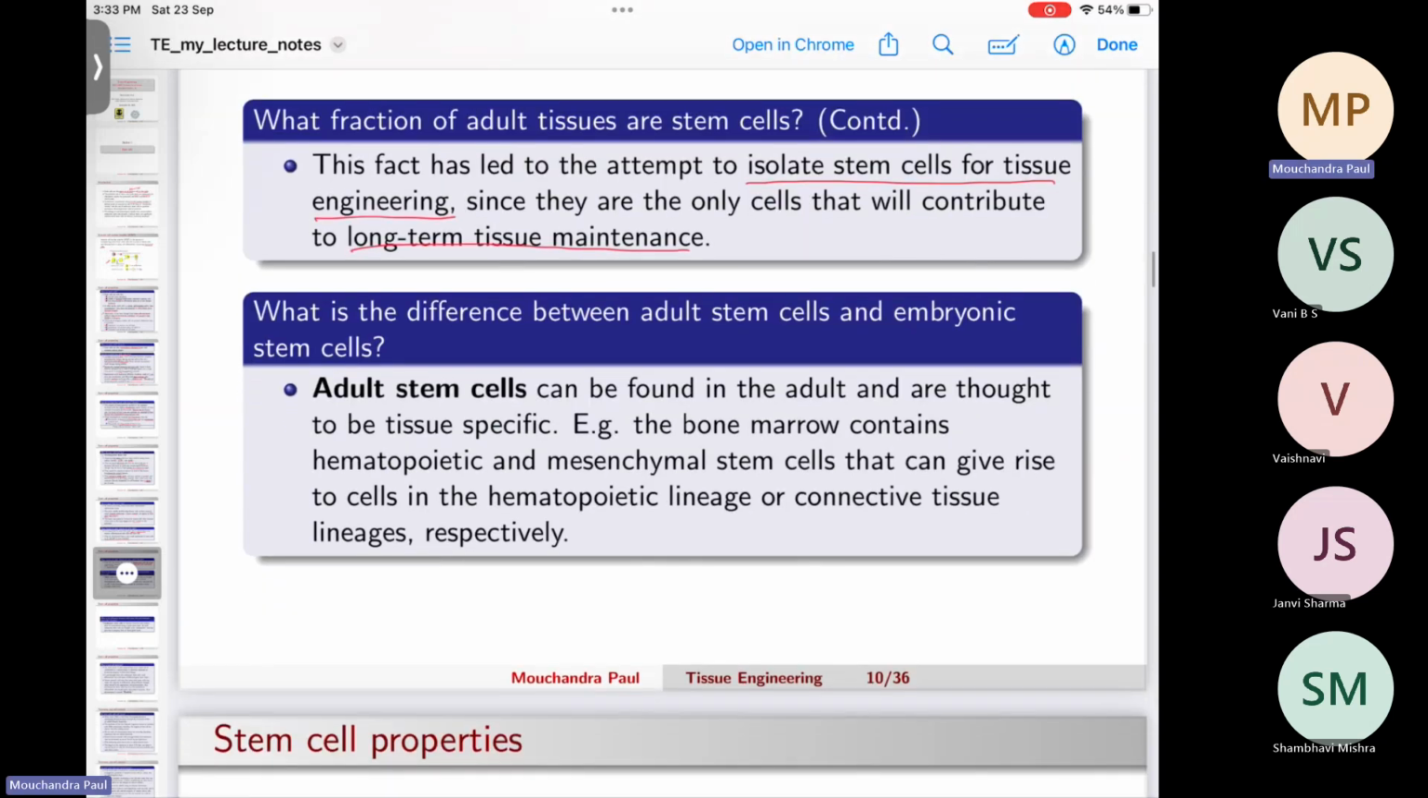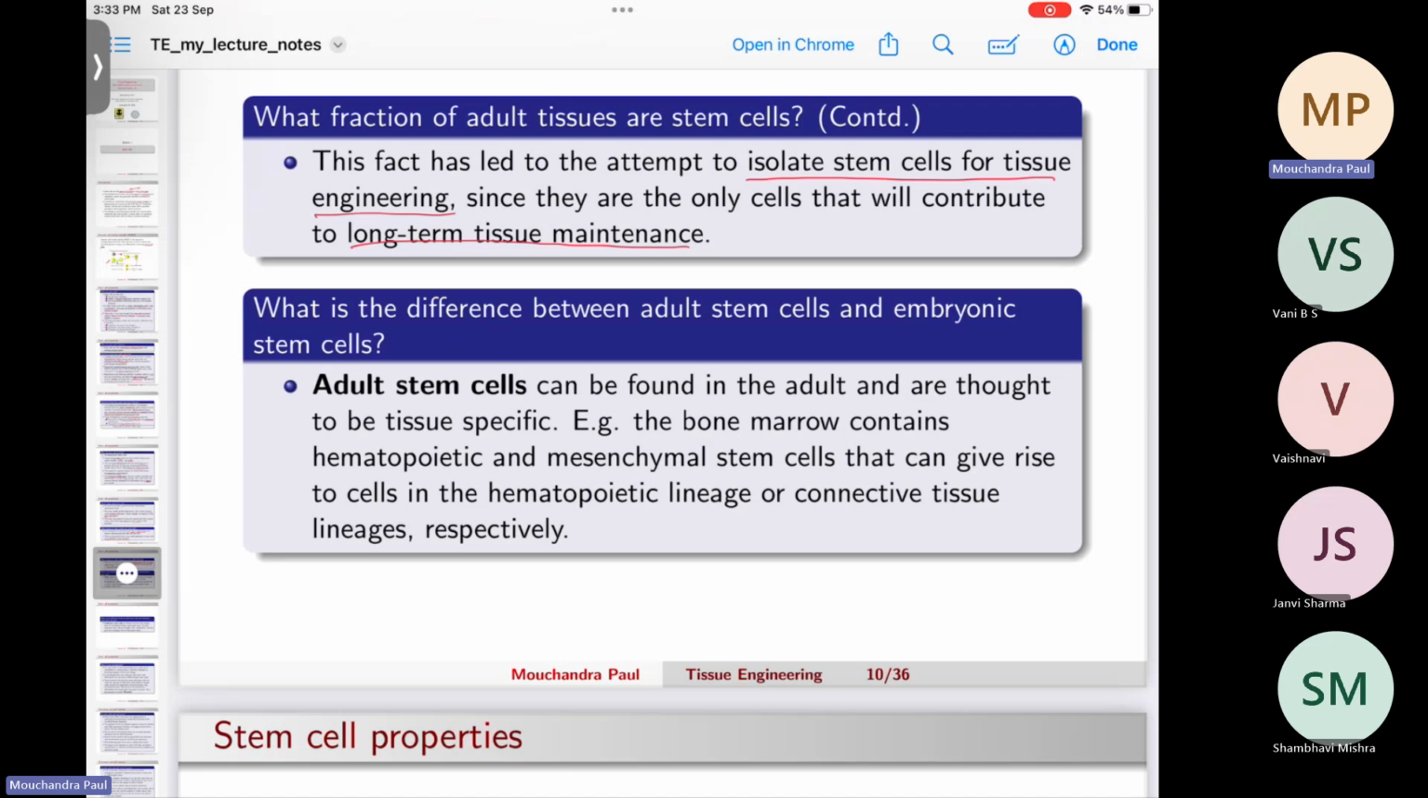so now I told you at the initial point of this lecture that there are two types of stem cells. One is the adult stem cell, another is the embryonic stem cell. So what are these? Which stem cell is called adult stem cell and which is called an embryonic stem cell? If in between any one of you has any query, you can freely speak up and let me know. All right.